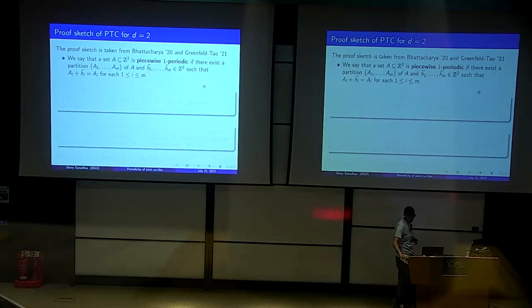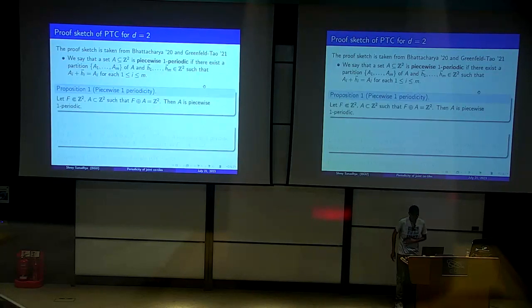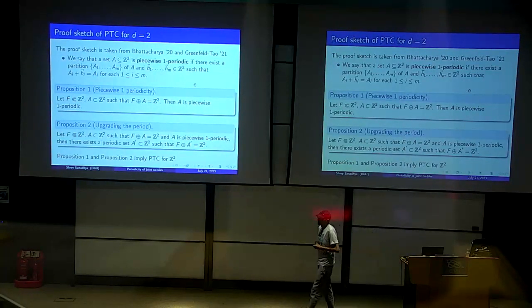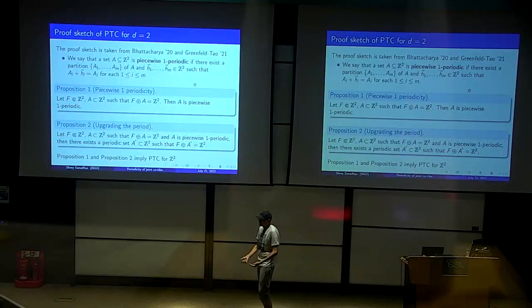So the first step in the proof is to get something like this. This proposition says that if A is a cotile for F, then A is piecewise one periodic. And then the next step would be to upgrade: if I can find an A which is piecewise one periodic, then I can find an A prime which is periodic, which is two periodic. So I can upgrade from one periodicity to two periodicity.